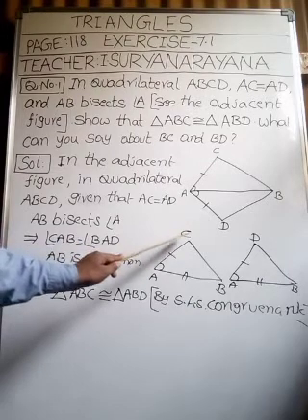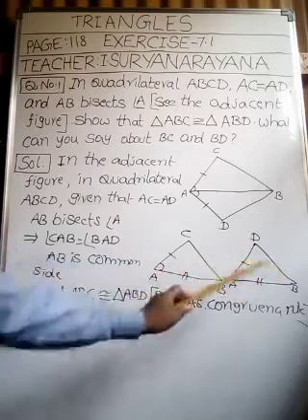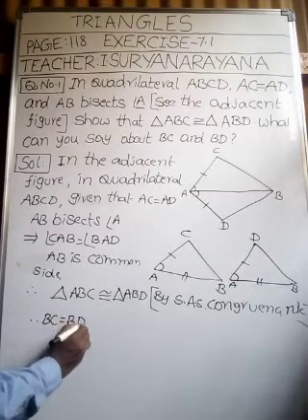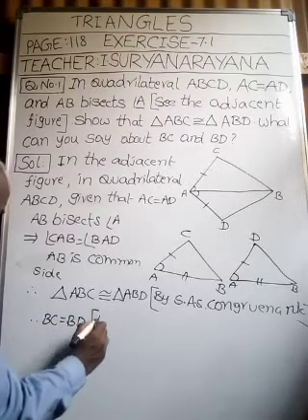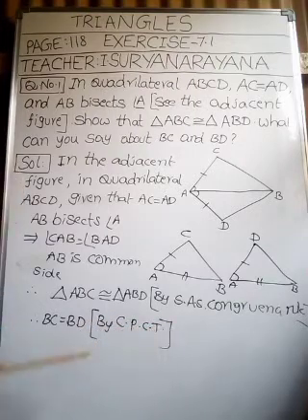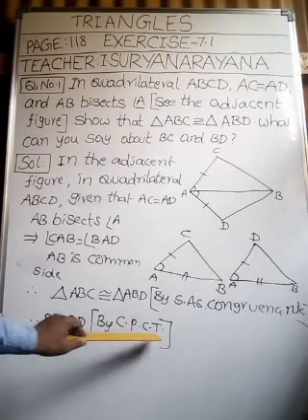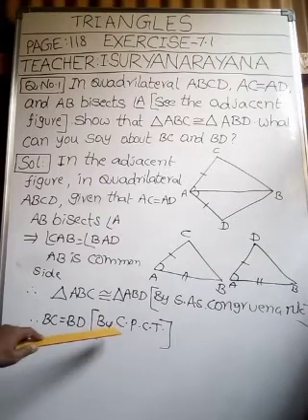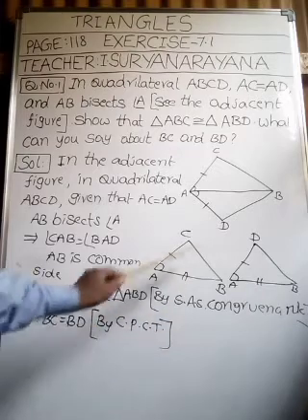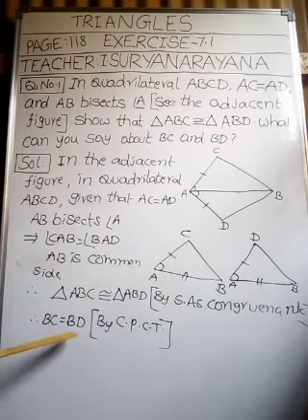Then what can you say about BC and BD? This side is equal to this side because these are corresponding sides. Therefore, BC is equal to BD by CPCT, corresponding parts of congruent triangles. Do you remember these four letters, my children? What is the full form of CPCT? Corresponding parts of congruent triangles. Here BC side is equal to BD side. Okay, my children? Understood?